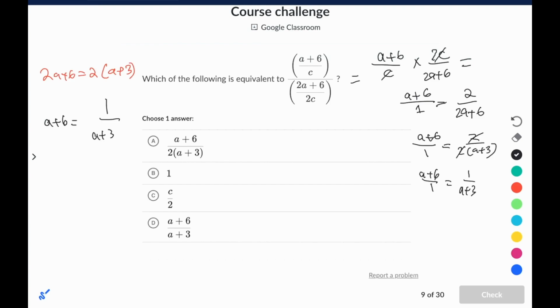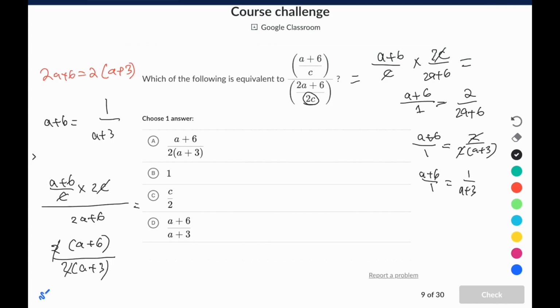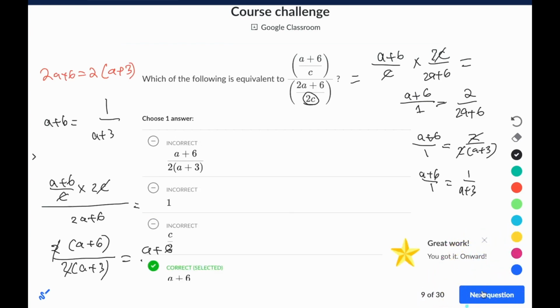Well, maybe that's actually the most logical answer, because we have a plus 6, and we know that when we're dividing it by a fraction, we can just take the top fraction, like the denominator of the bottom, and then divide this whole thing by 2a plus 6. So c and c would actually cancel out, and we would have 2a plus 6 over 2a plus 3. And the 2 and 2's would cancel out, so we're left with a plus 6 over a plus 3, which makes D the correct answer.